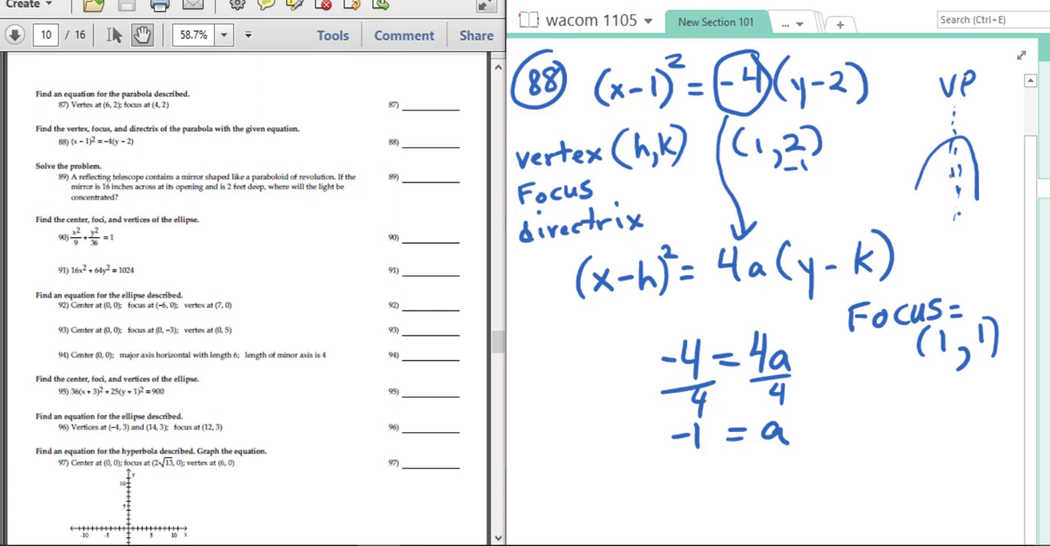The other thing I need is the directrix. Well, the directrix is a units on the opposite side. So it's going to be a horizontal line. So it will be y equals, right? And so we're going to add to the vertex a positive 1 to the y component. Sorry, it's an equation of a line. So it is going to be 2 plus 1, which is 3. So it will be y equals 3.